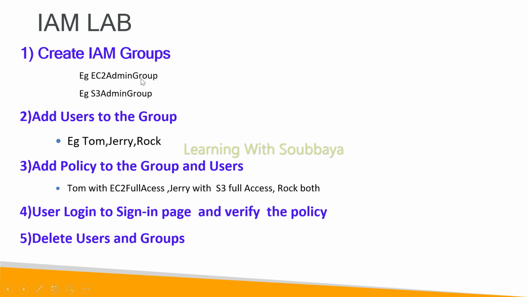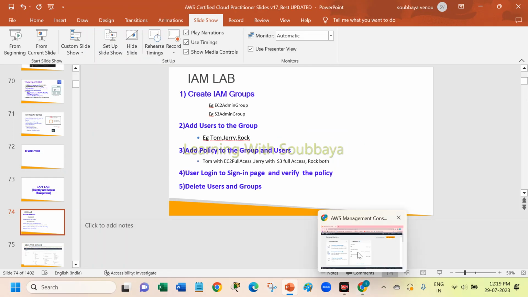After completion of this activity, we have to log in via IAM and then verify the policy, whether Tom can access EC2 and cannot access S3. Jerry can access S3, he cannot access EC2. Rob can access EC2 as well as S3. So that's what we are going to verify. Right now we are going to log in.